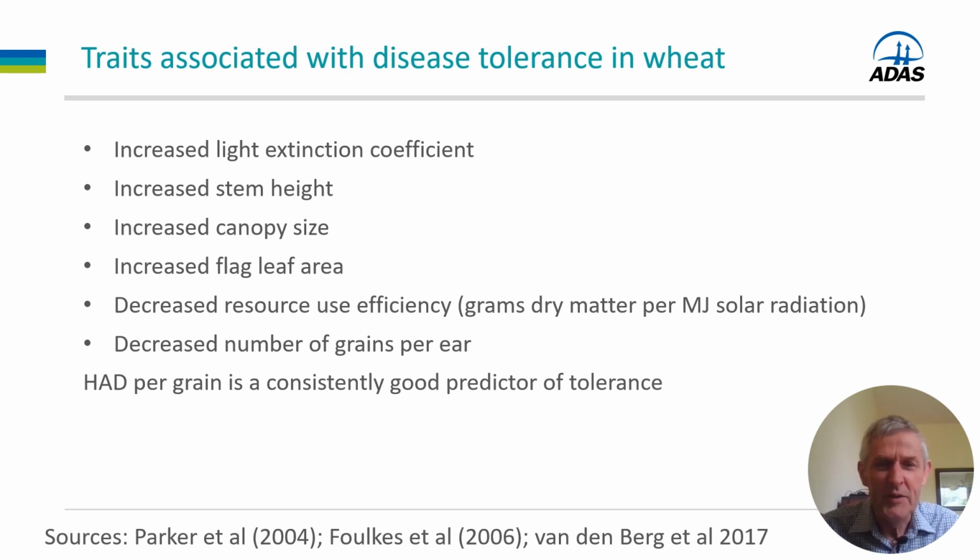And perhaps it's not surprising that those things would be associated with tolerance, given that the effect in wheat of disease is to reduce source capacity. Hence, if we've got, as it were, a bit of spare source capacity, then the crop's in a better position to withstand the effect of the epidemic. And a good overall measure of what was associated with tolerance was this combined trait of healthy area duration per grain, which again is demonstrating this impact of source-sink balance on tolerance to disease.